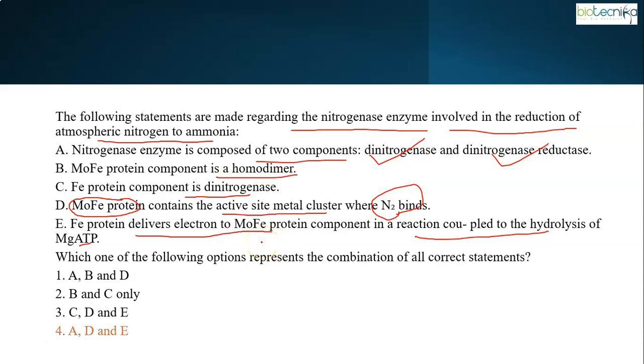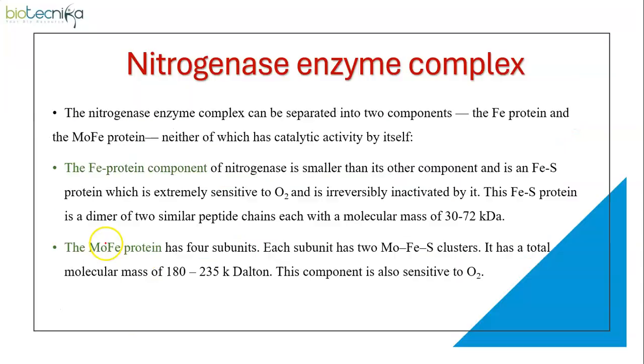So here the correct answer is statement A is correct, statement B is correct and statement E is correct. So why are statements B and C incorrect? Let's have a look at that. Nitrogenase enzyme complex is separated into two components, that is the iron protein and the molybdenum iron protein. Remember, neither of which has the catalytic activity by itself. That means individually they are not active, but when combined together they can be activated.